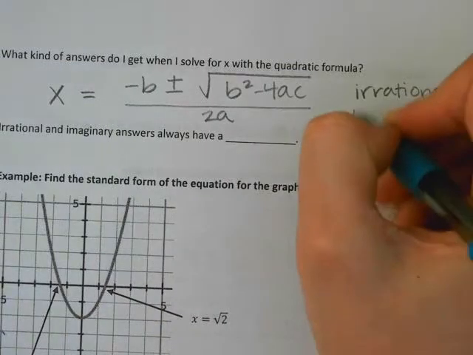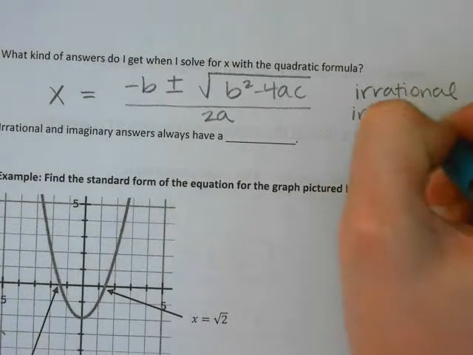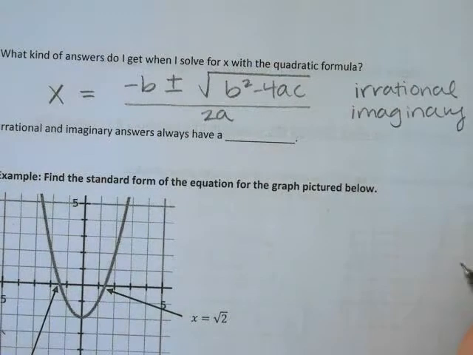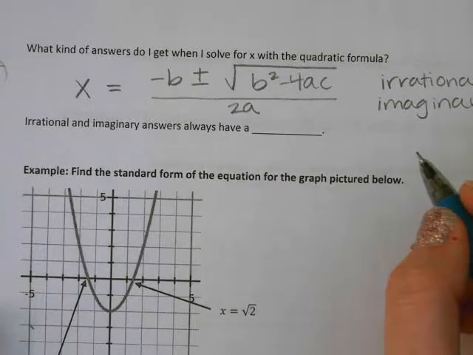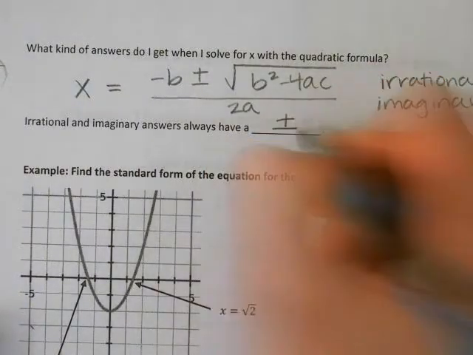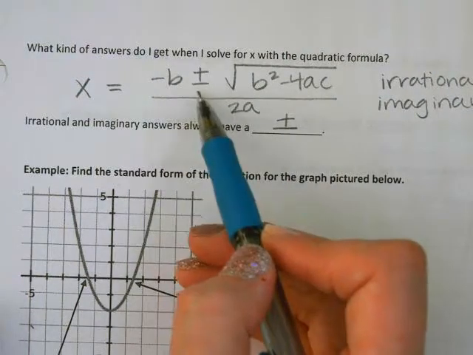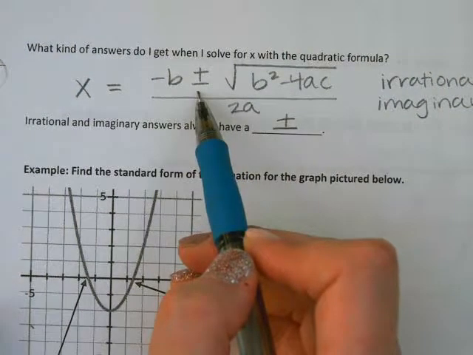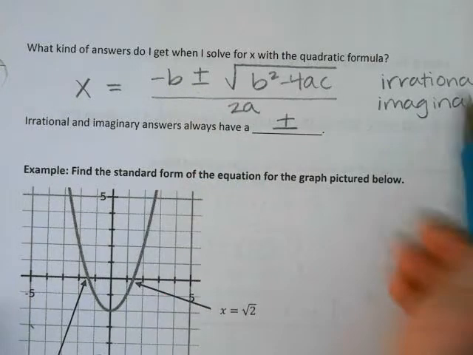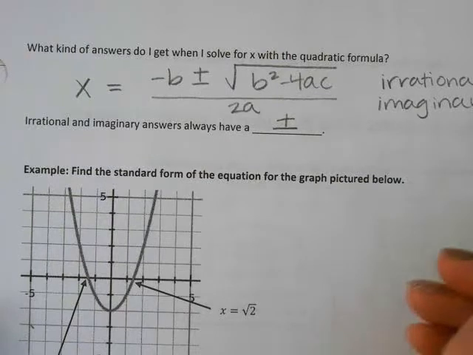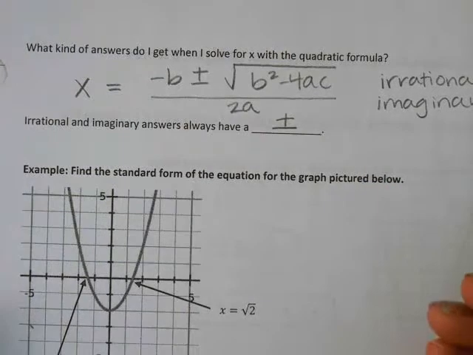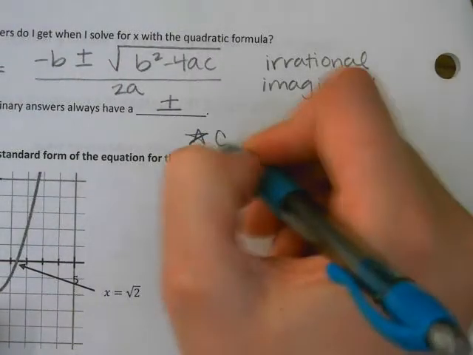Imaginary. So those are the two types of answers that we get from quadratic formula problems, where you have to use the quadratic formula to get the x-intercepts. And whenever we have irrational and imaginary answers, they always have a plus minus, right? Because there's a plus minus in the quadratic formula. So that means that these messy answers come in pairs. There's the plus version, there's the minus version, there's always a set of 2. So go ahead and put that in bold or highlight it. They come in pairs.